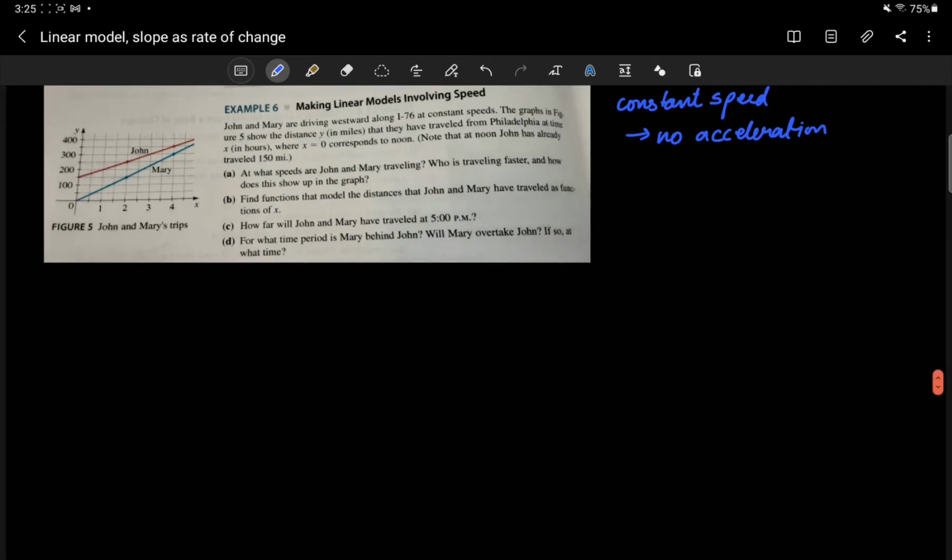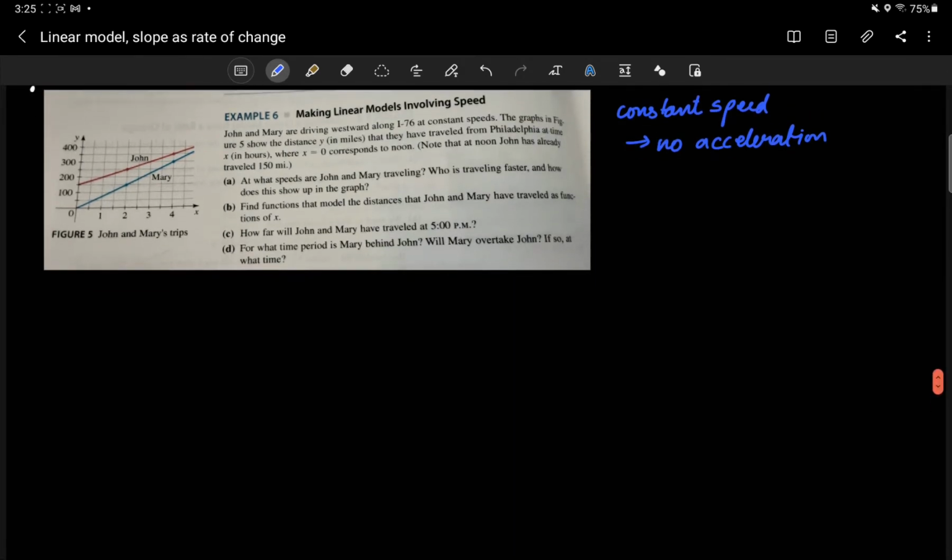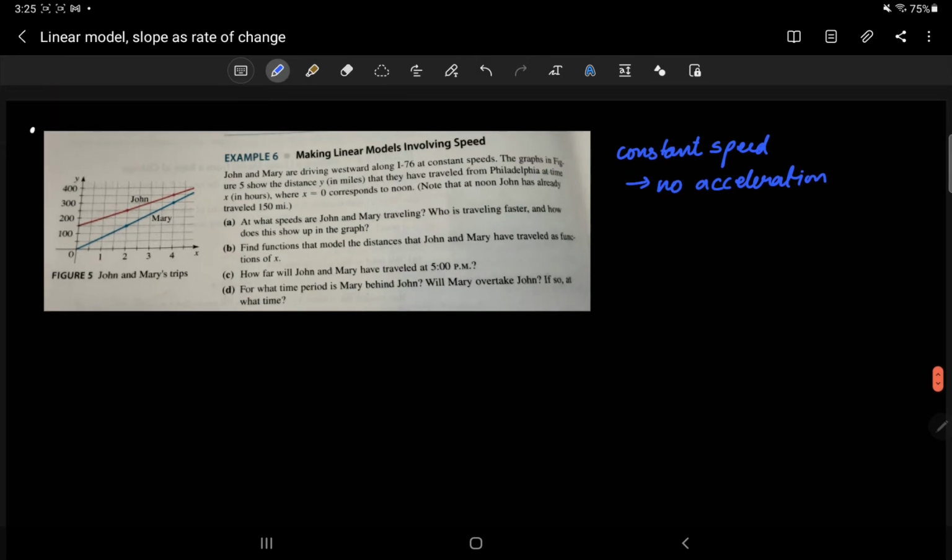It says that there are two graphs here and they show the distance on the y-axis in miles that they travel from Philadelphia at time x in hours, and x equals 0 is noon. Now one thing to notice here, as I mentioned, is at noon we are saying that John has already traveled 150 miles, whereas Mary is just beginning to move, right?